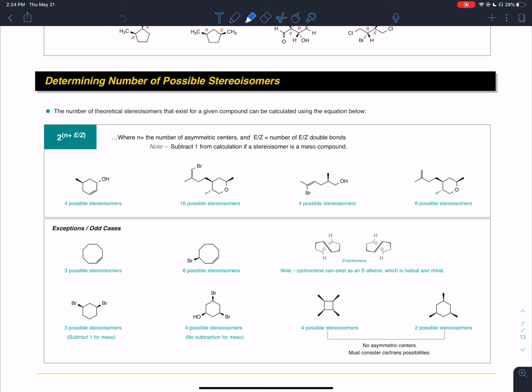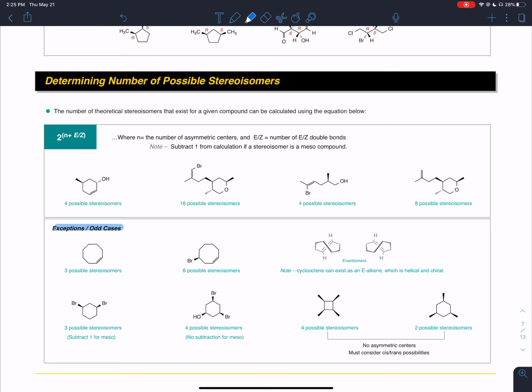Hi everyone, this will be an overview on how to determine the number of possible stereoisomers for a compound. I think it's really important to articulate here at the outset that sometimes there are little exceptions to how we calculate this. It's not always the case that we will use this rule to calculate the number of possible stereoisomers. This rule works well when we have asymmetric centers, but there are some exceptions and odd cases that we should know, and I will be making separate videos on each of these so that you know how to adjust your calculation and your problem-solving process accordingly.